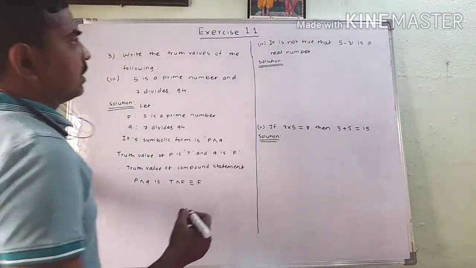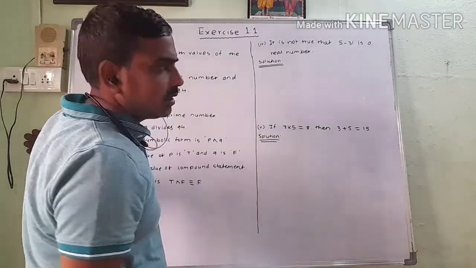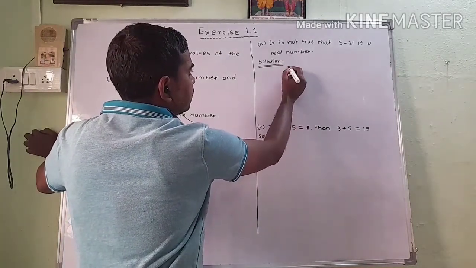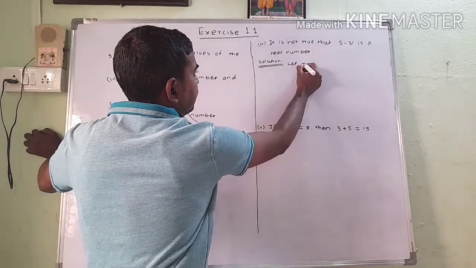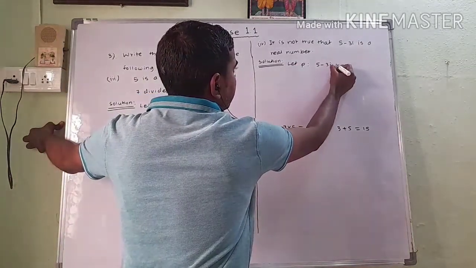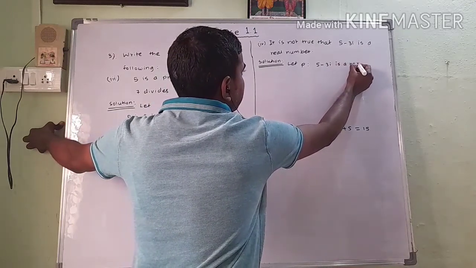Now we will see the solution of the fourth example. It is not true that 5 minus 3i is a real number. Here the simple statement is only, let P stand for only 5 minus 3i is a real number.